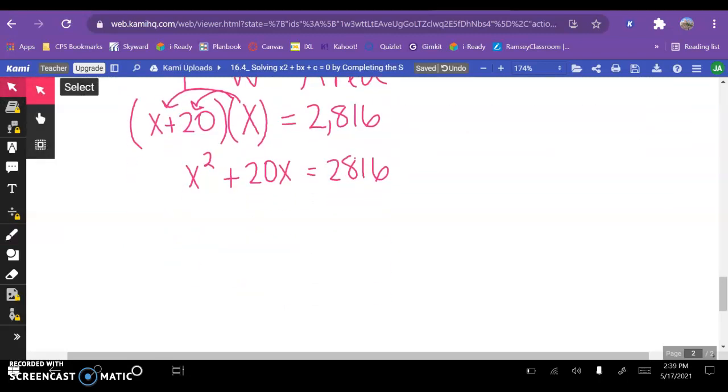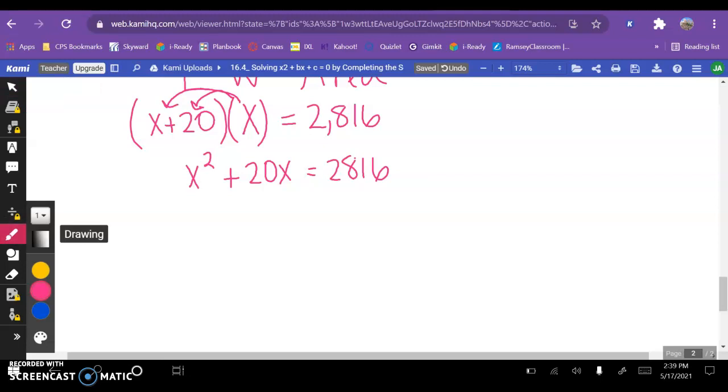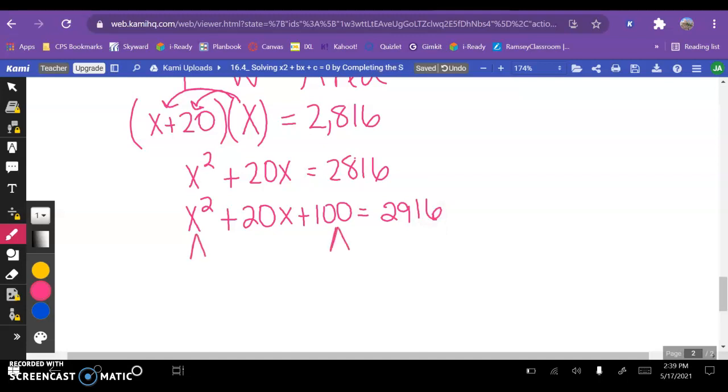Now I have to find b over 2 squared. So 20 over 2 would be 10. 10 squared is 100. So we're going to add 100 to both sides. Then we're going to factor. This is x and x. This is 10 and 10. And this is addition. So we have x plus 10 squared equals 2916.